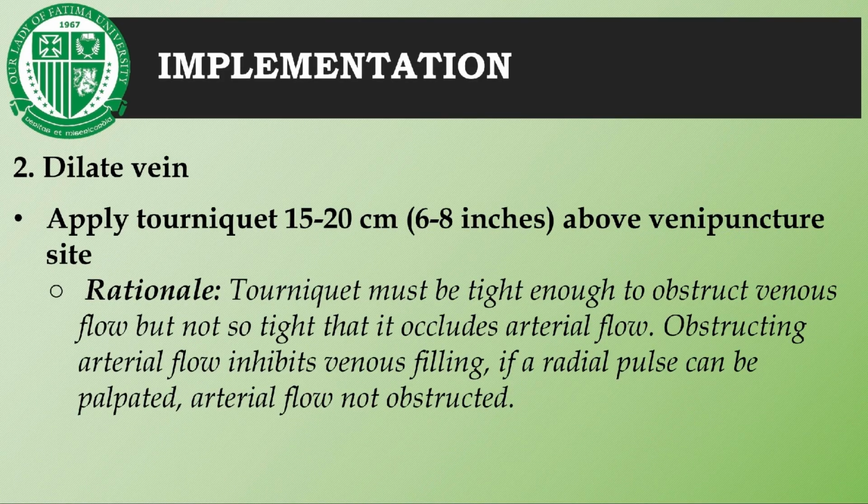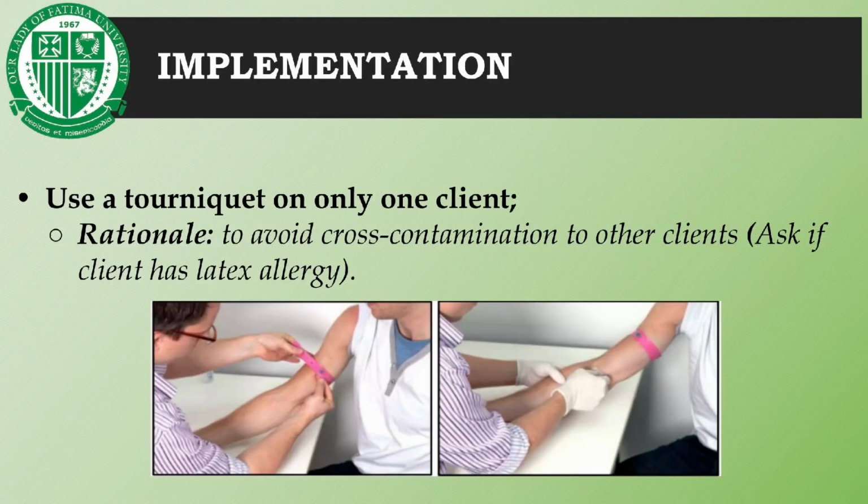The nurse should apply a tourniquet 15 to 20 centimeters or 6 to 8 inches above the venipuncture site. Because a tourniquet must be tight enough to obstruct venous flow, but not so tight that it occludes arterial flow. Note that obstructing arterial flow inhibits venous filling. If a radial pulse can be palpated, it means that arterial flow is not obstructed. Remember to use a tourniquet on only one client to avoid cross-contamination to other clients.